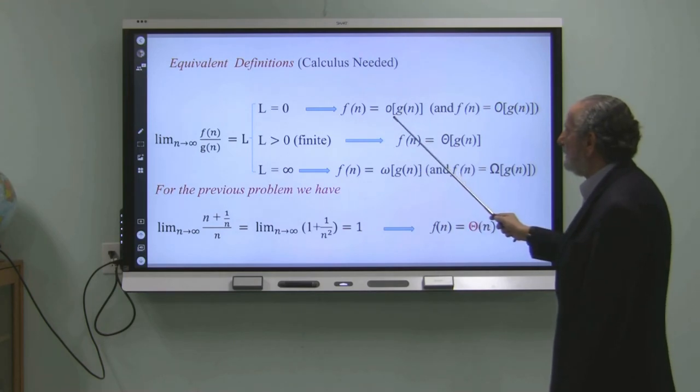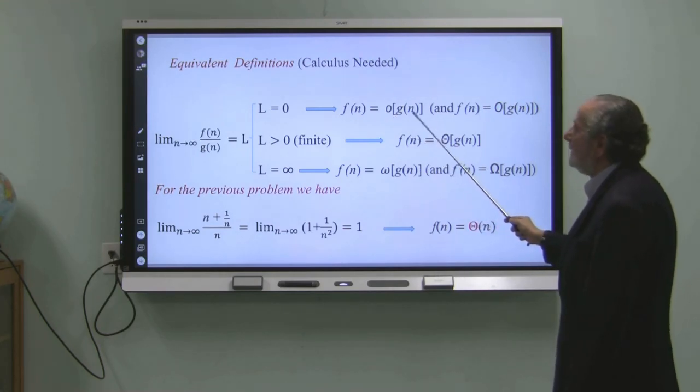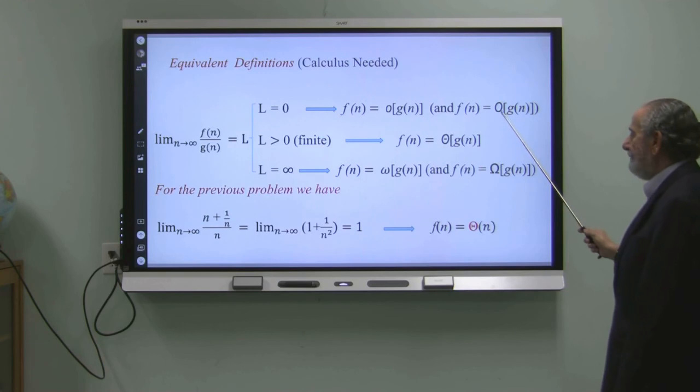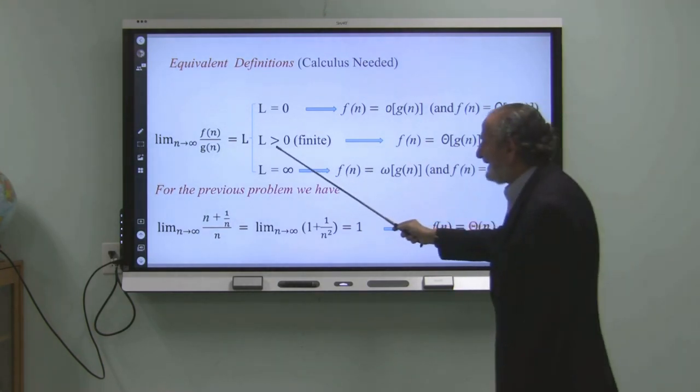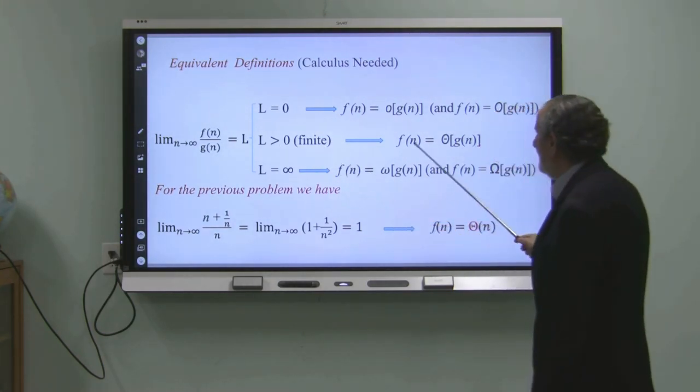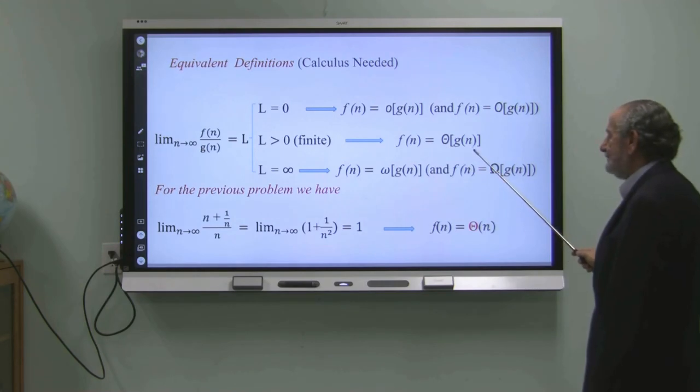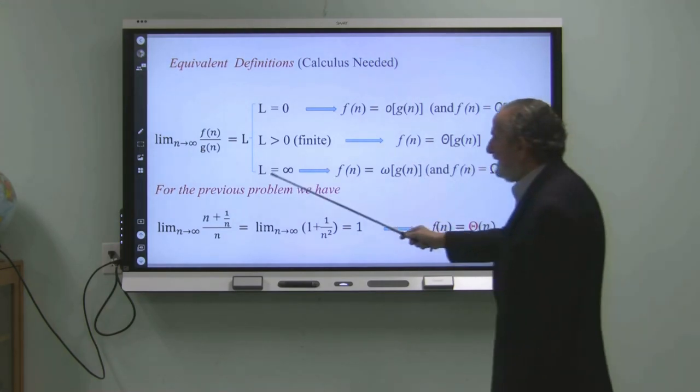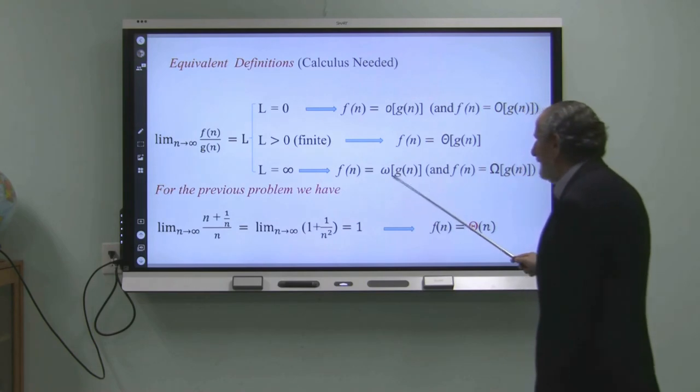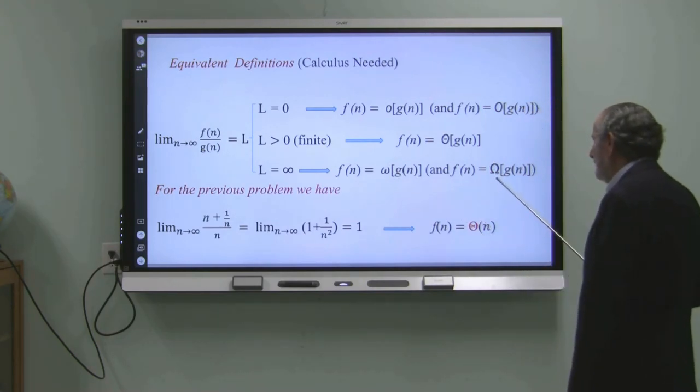If L is 0, then here's what happens. f(n) is little o g(n), which means also big O g(n). If L is greater than 0 but finite, f(n) is big theta g(n). And if L is infinity, then f(n) is little omega g(n), which is big omega g(n).